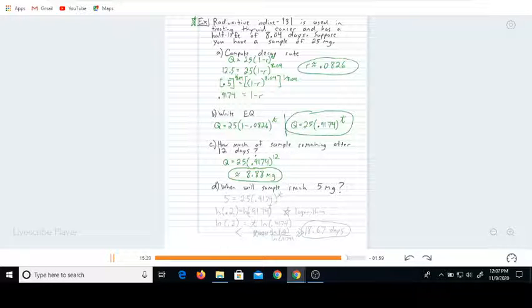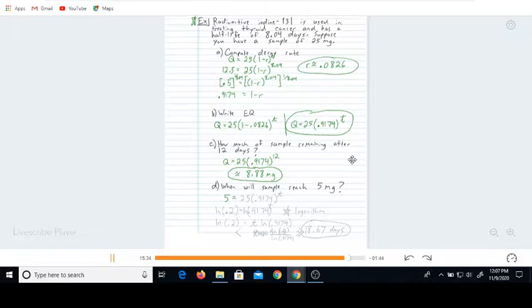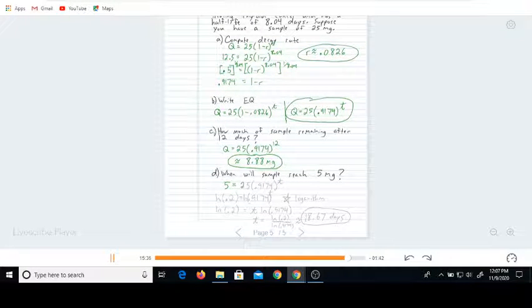And then the question is, when will the sample reach 5 milligrams? Well, we know it's going to be more than 12 days, because at 12 days we're down to 8.88. We want to know when it gets down to 5. So we're going to go ahead and plug 5 into quantity, and here we're going to have to solve for time. I'm just using our equation that we derived in part B. Here we don't know the t value, so let's divide both sides by 25. That's 0.2.